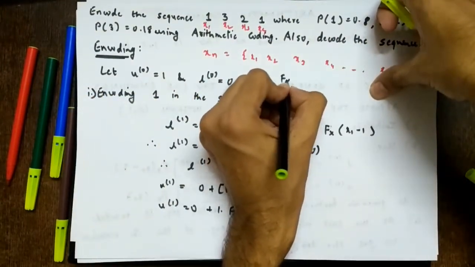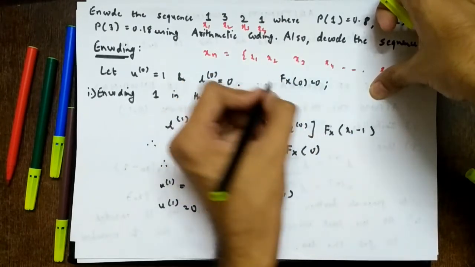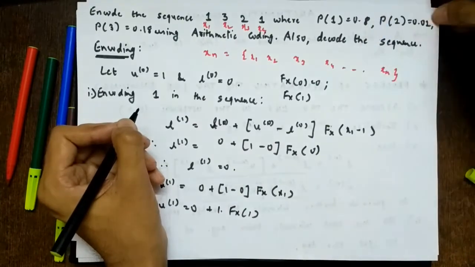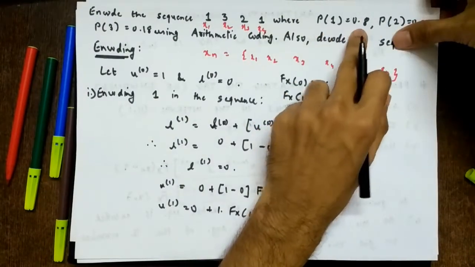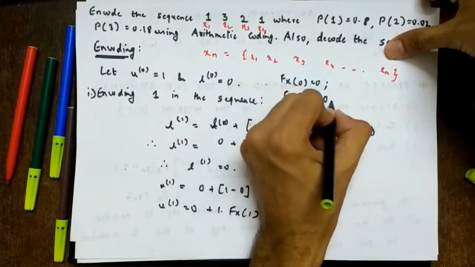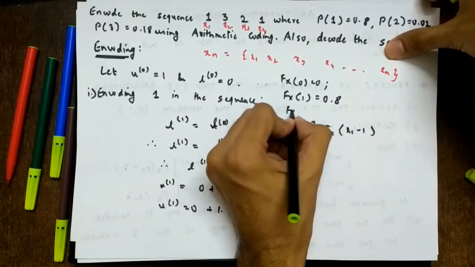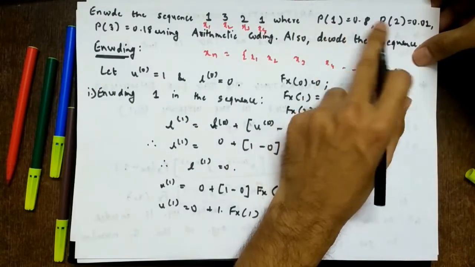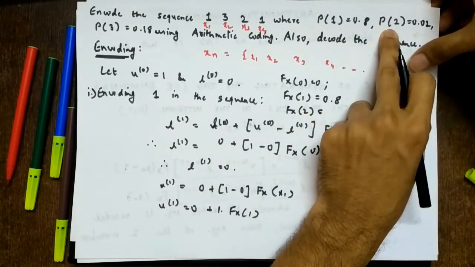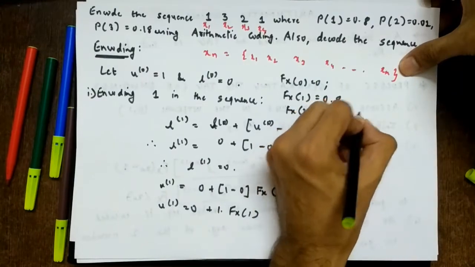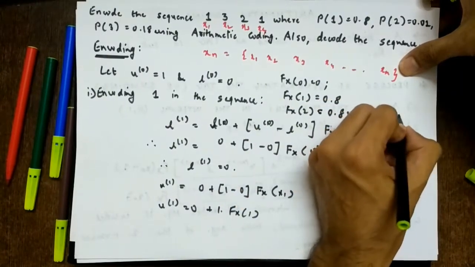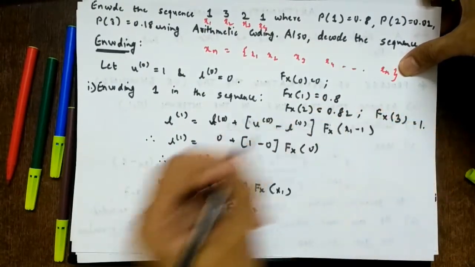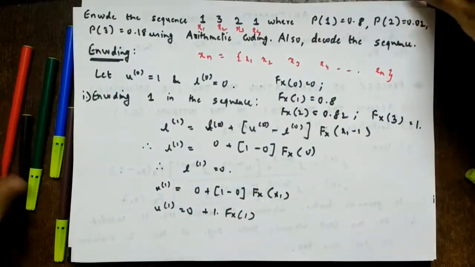First, Fx of 0 is obviously 0. Then Fx of 1. What will be Fx of 1? For that we see the probability of 1. What is it? 0.8. So Fx of 1 is directly 0.8. Then Fx of 2. What will be Fx of 2? Probability of 1 plus probability of 2. So it will be 0.82. Then what is Fx of 3? Probability of 1 plus 2 plus 3. So it will be 1.